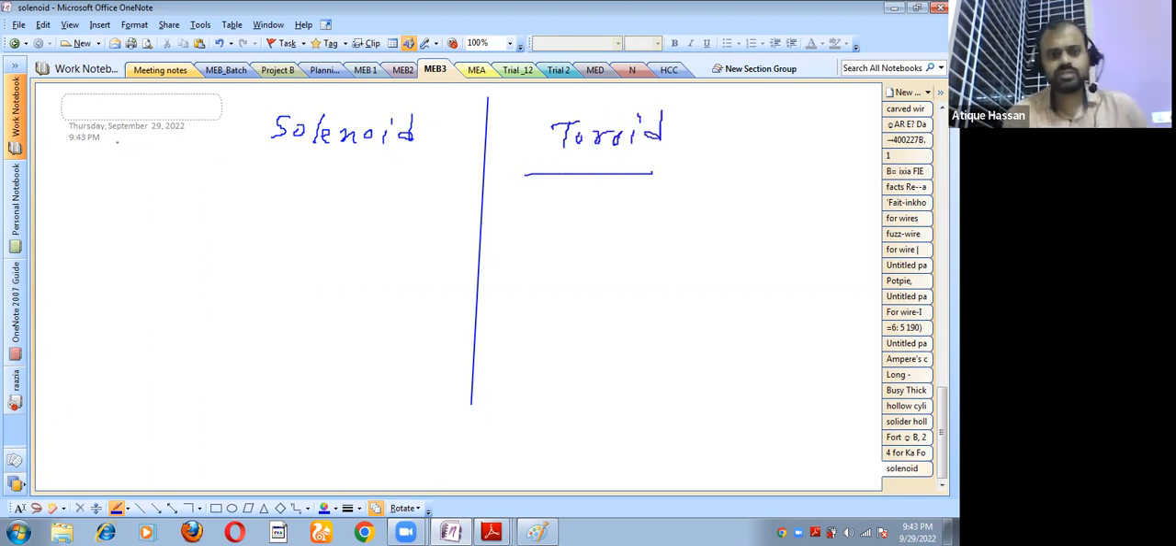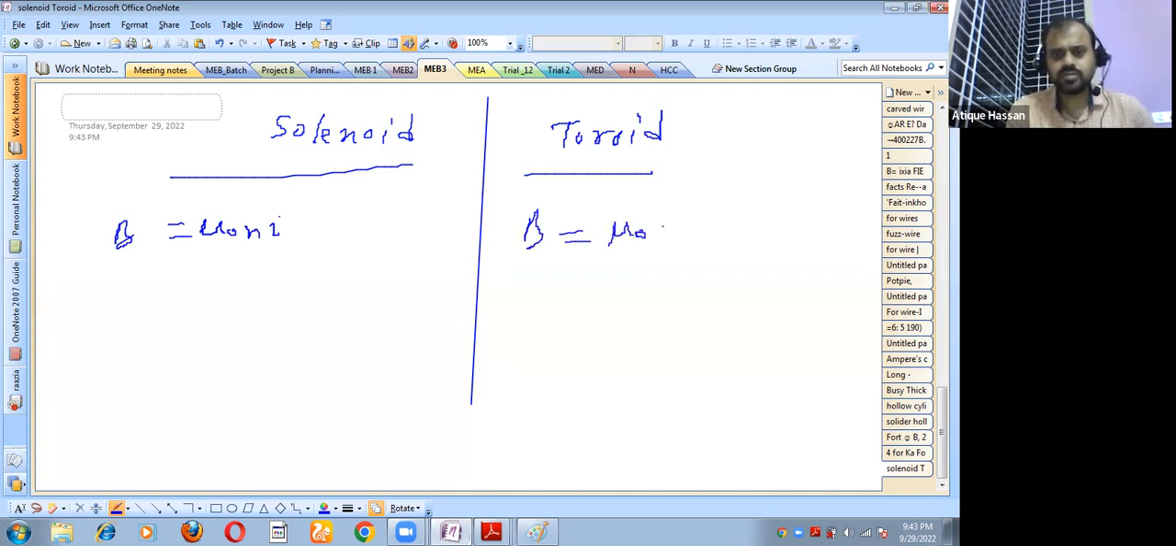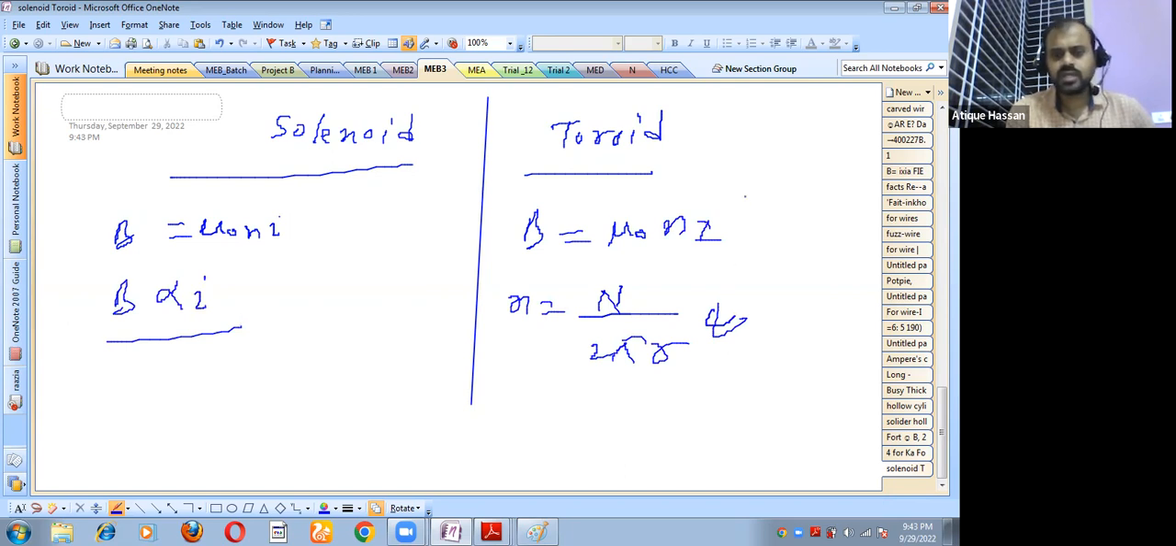So we know the magnetic field due to a solenoid is B equal to mu naught nI. And for toroid, the magnetic field is also the same, mu naught nI, but here n is N upon 2 pi R. The difference is that. So we can see directly B is proportional to current I, and here also B is directly proportional to current I. So inside a solenoid, magnetic field is directly proportional to current.